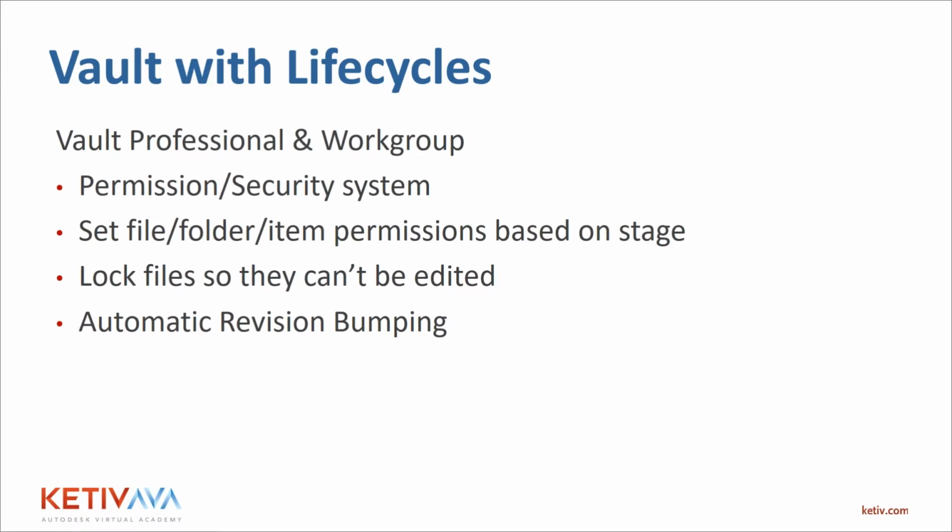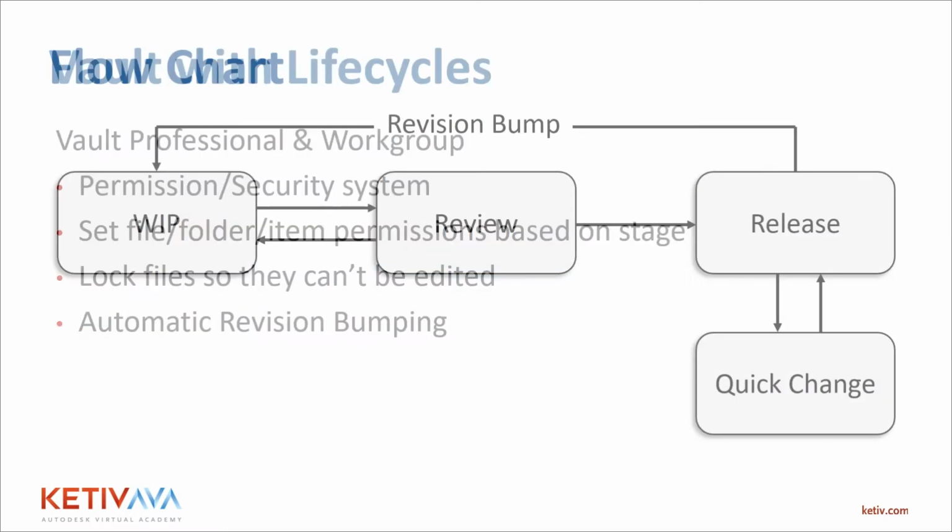And then of course, the automatic revision bumping. So when we move that finished released file and we need to make a revision to it, take it back to work in progress, it'll automatically set that for us. Bump the rev to the next letter, number, whatever your convention is. And I'll explain a little bit about that at the end as well, because there are options. So let's take a look at what this means in practice with a basic workflow.